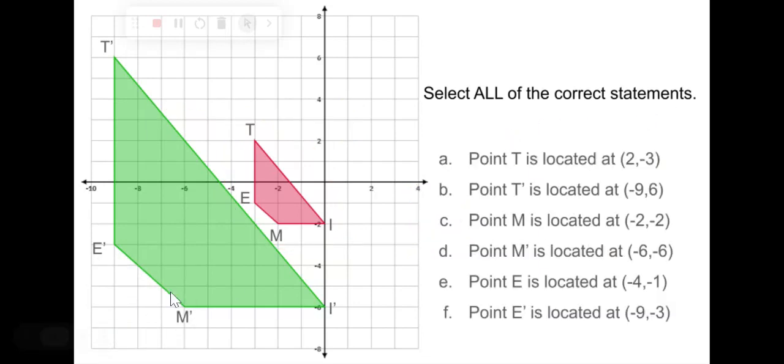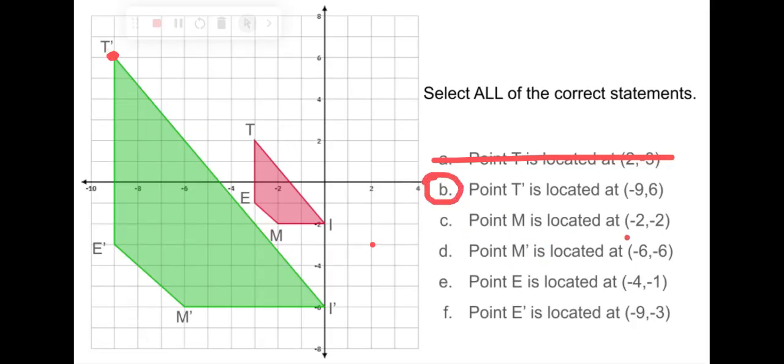Select all of the correct statements. Let's check our ordered pair skills. Point T is located at (2, -3). So I start in the middle, go right 2, down 3. That's right here. That's not touching anything. Point T prime is located at (-9, 6). So we're going to go to the left 9, and then up 6. That's right here. That's correct. That is T prime.